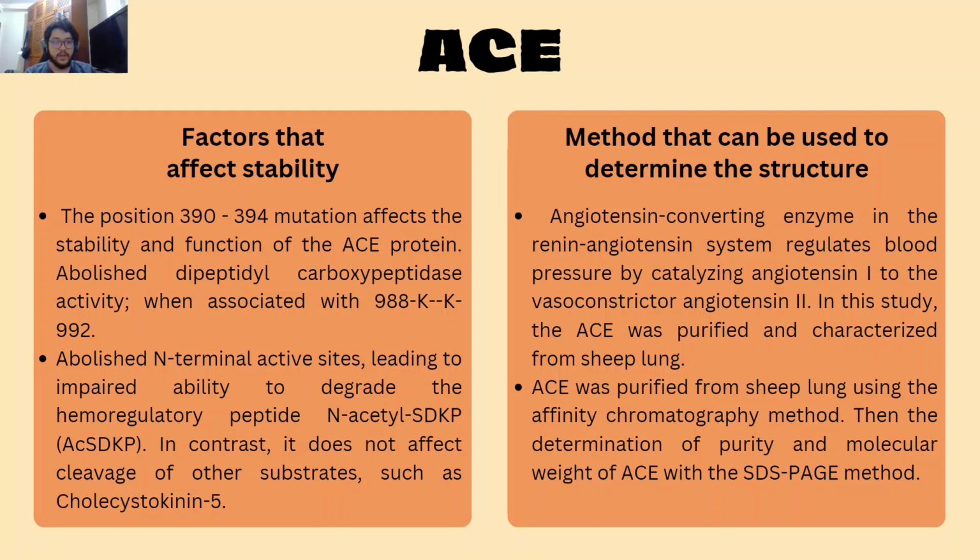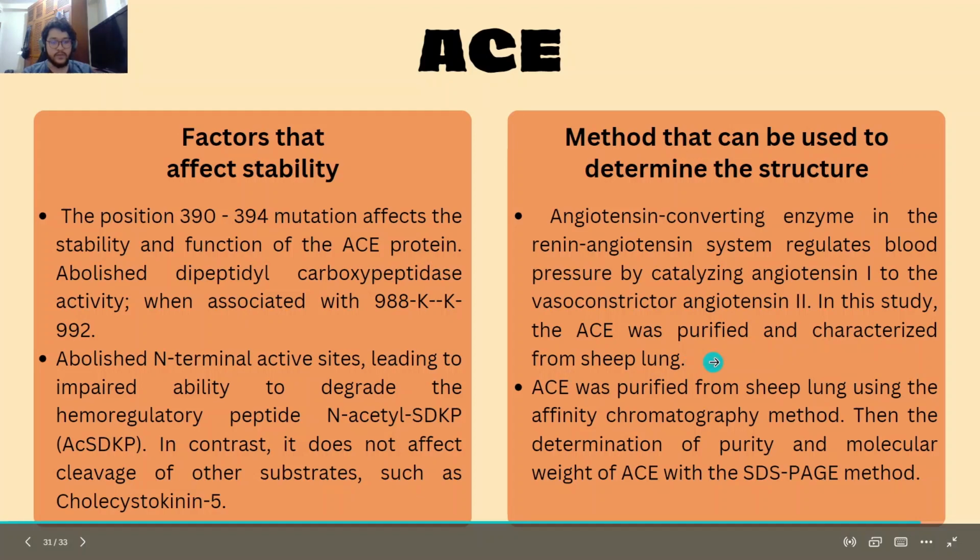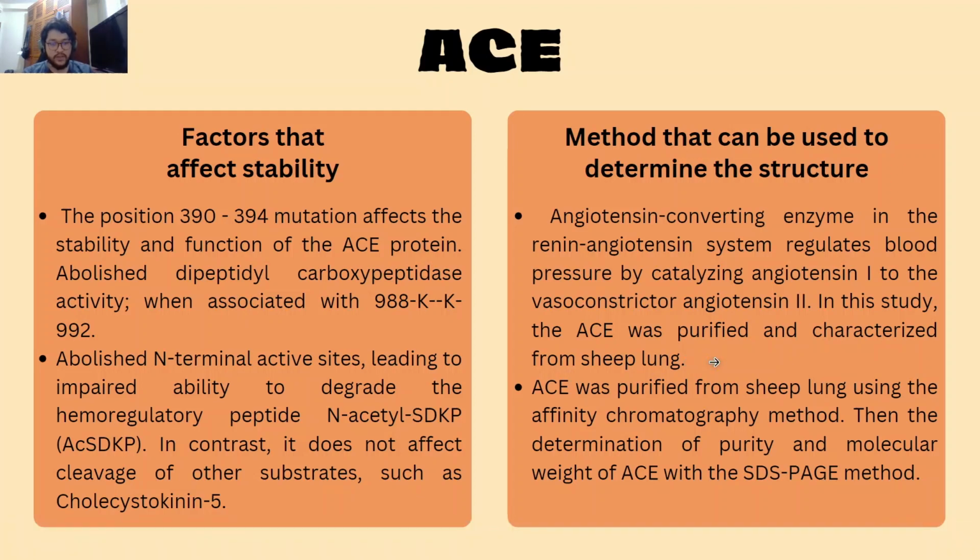So for the method that can be used to determine the structure, the angiotensin converting enzyme in the renin-angiotensin system regulates blood pressure by catalyzing angiotensin type 1 to the vasoconstrictor angiotensin type 2. In this study, the ACE was purified and characterized from sheep lung using the affinity chromatography method. Then the purity and molecular weight of ACE were determined with SDS-PAGE.